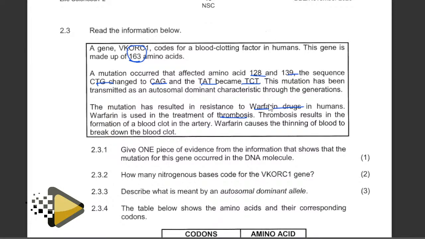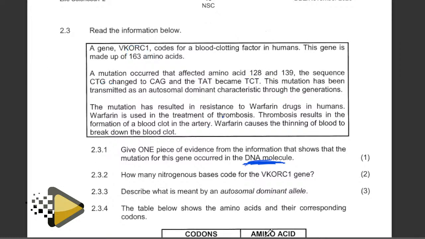Name one piece of evidence in the information that shows that the mutation for this gene occurred in a DNA molecule. How do I know that the mutation occurred in a DNA molecule? Check here. Yes, it changed from here to this and here to this. Where do you find the T? Definitely you find T in DNA. Therefore, that is the correct answer. So you talk about the sequence change of this to this, and also this to this. This shows that it was DNA, because DNA is the only one which has thymine.